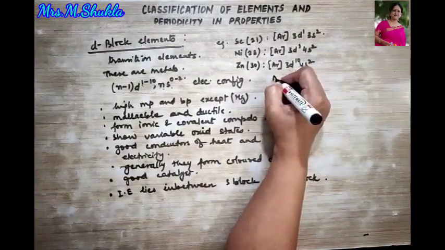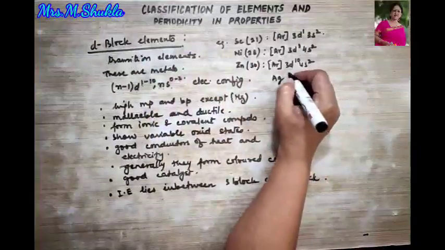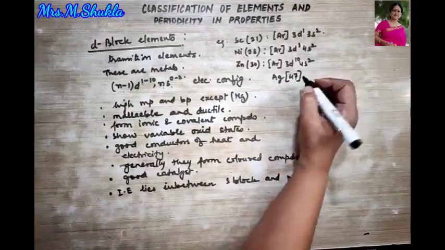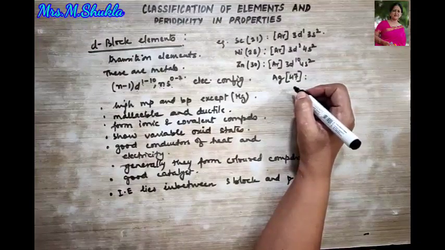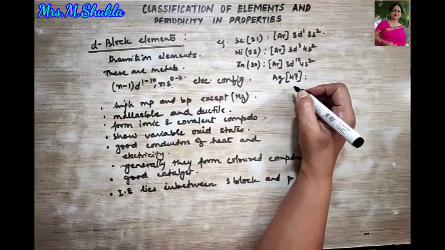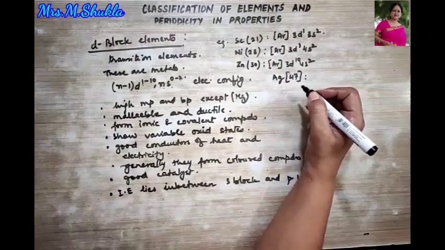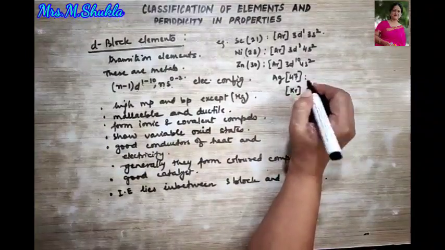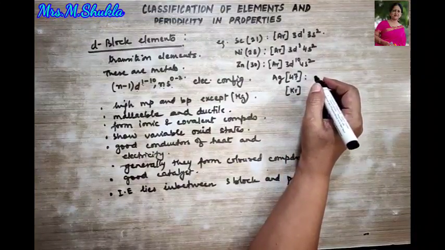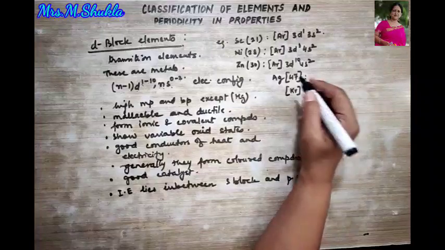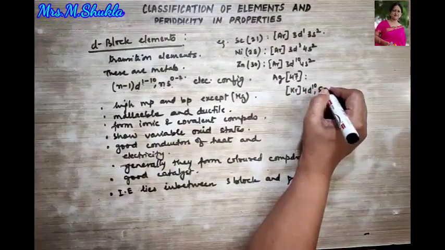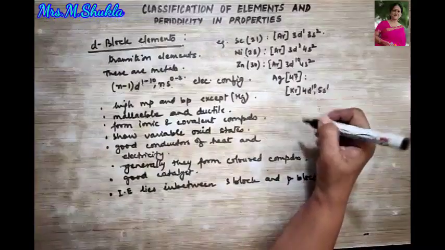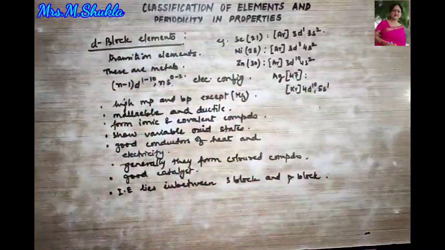So 3D10 4S2. Silver is also present in this D block and the atomic number of silver is 47. So how can we configure this? We take krypton, whose atomic number is 36. So we take krypton over here. 36 is done. How much is left? 36, 46, 10 and one more: 4D10 5S1. 36, 46 and 47. So this is how the configuration for D block element is done.